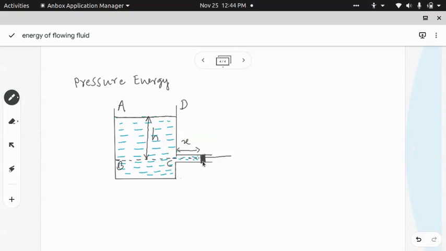If you push this piston in the upward direction, let us suppose this particular opening, I will say this particular opening, has a cross sectional area A.